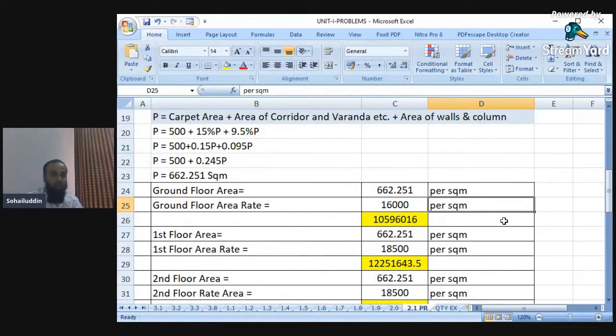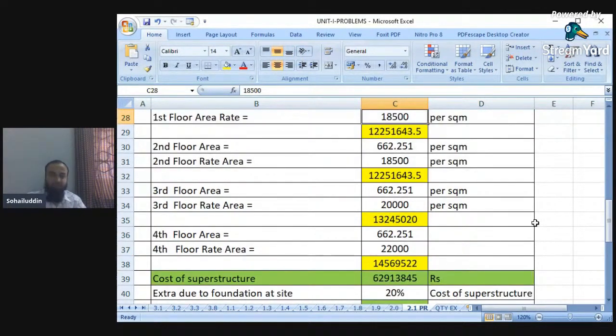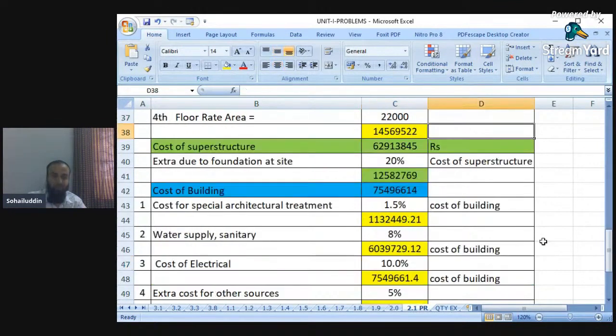Then first floor area, again the area will be same, rates will be different. Ground floor rate is 16,000. Next first floor rate is 18,500, but rate is different but area is same. Third floor rate is again 20,000. Next fourth floor rate is again 22,000. Same, only the percentages or the rates are different, but same way. Addition of all ground to 4, because it is G plus 4, that is total 5 storey. Addition is nothing but the total cost of the superstructure.